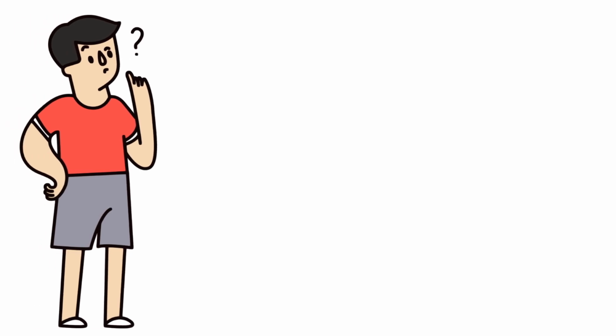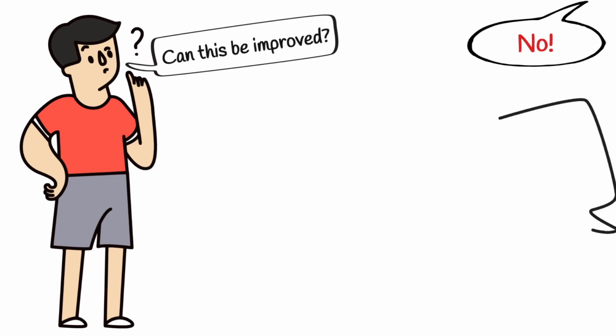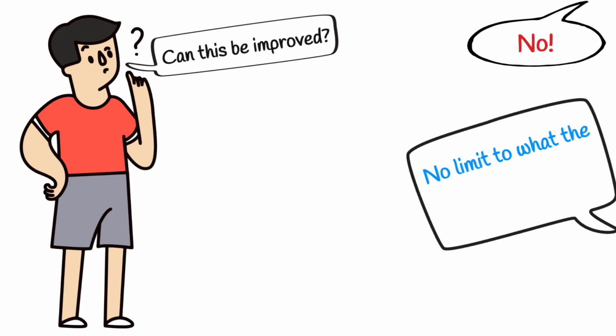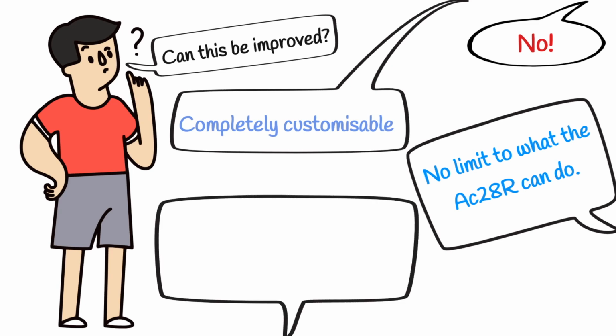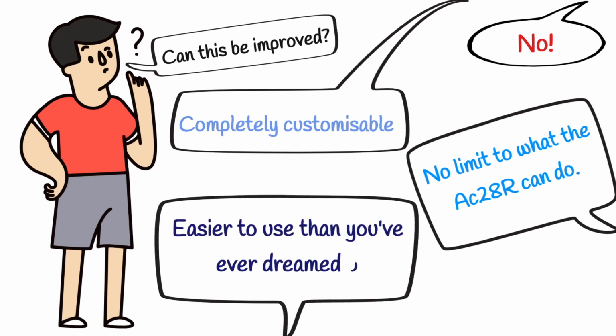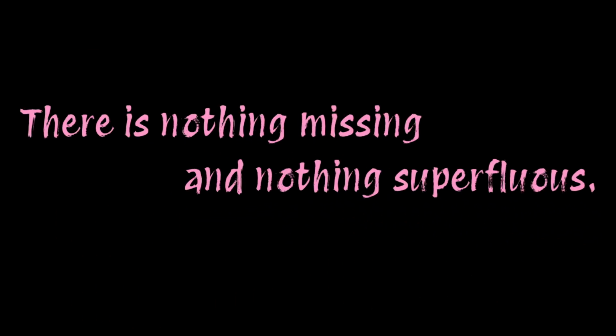Incidentally, you might be wondering how you can improve on all of this. The answer is that you can't. So far, we've not found any limit to what the actuator can do. The inverts are flexible and can be combined in limitless ways. So every single element that you might want to customize, you can customize. Because the inverts are visual and don't need logic, they're easier to use than you could have ever dreamed. There is nothing missing and nothing superfluous.